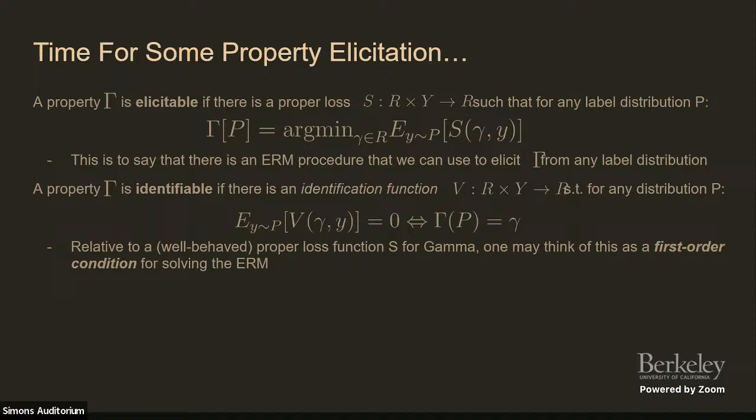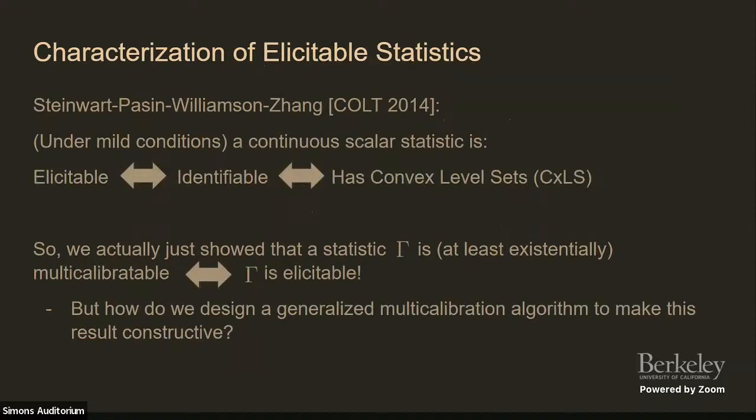Relatedly, a property is identifiable if there's essentially a first order condition that you can solve for. There is an identification function V that also takes in your guess and the label, and its expected value should be 0 exactly when you guessed exactly the right property value. Actually, this does not always have to be the first order condition because maybe your loss is not very well behaved. People in the property elicitation community deal with this extensively.